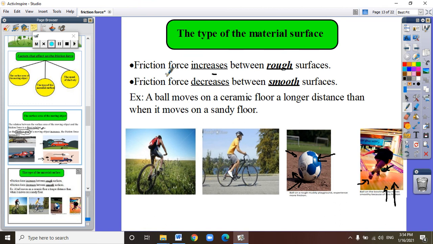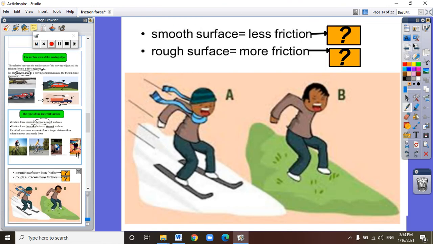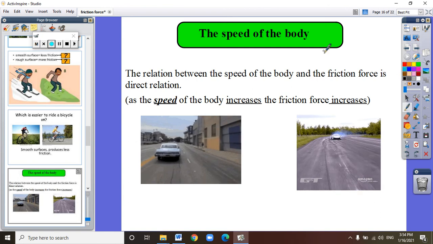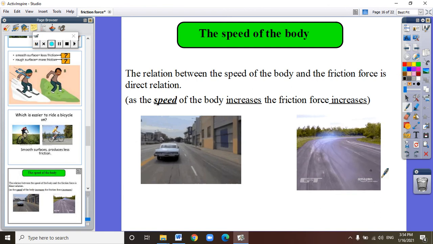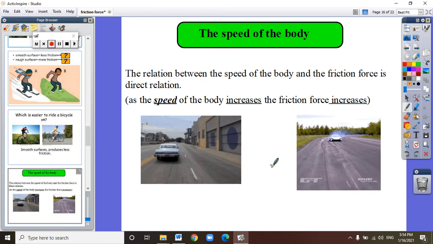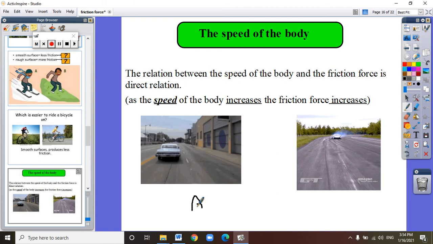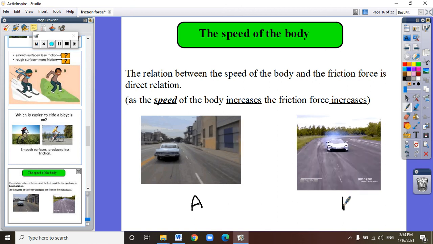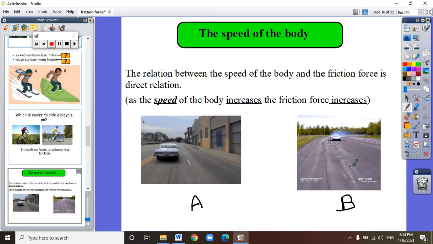So on rough surfaces, the friction force will increase. But on smooth surfaces, the friction force will decrease. Don't forget. Let's get to factor number 3, which is the speed of the body. If we have two cars and they are moving at different speeds, car A is moving, as you can see, at a slow speed, but car B is moving at a very fast speed.